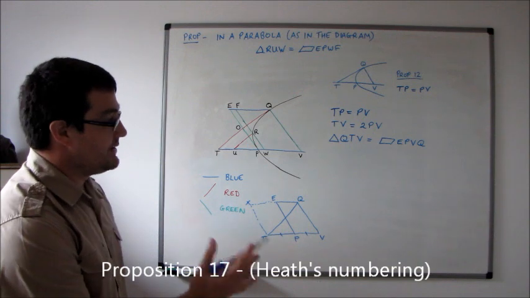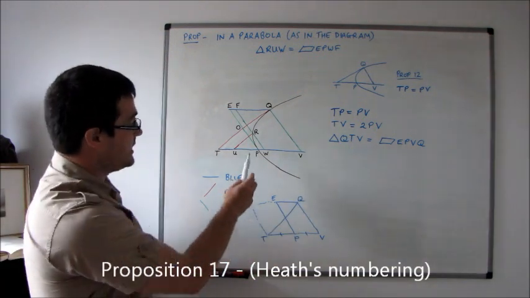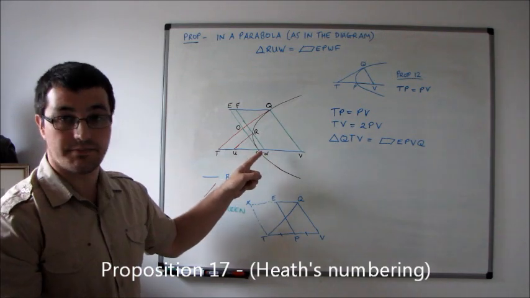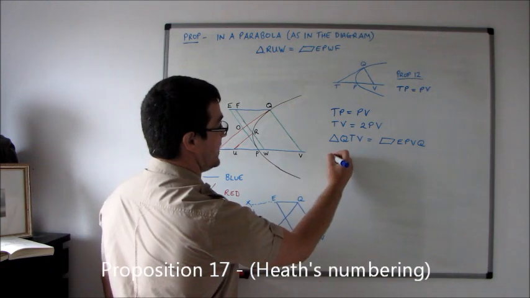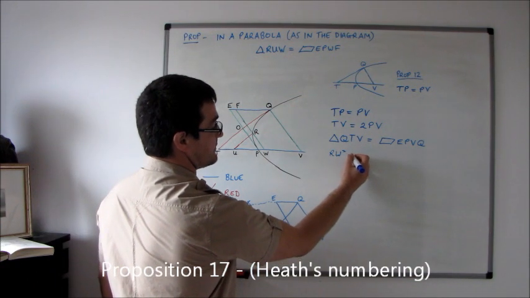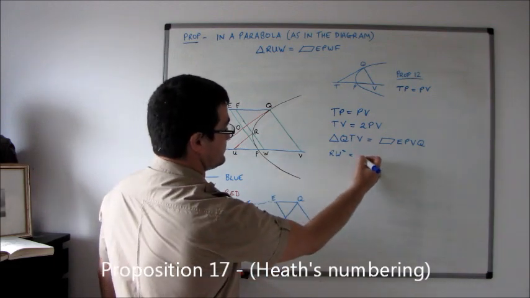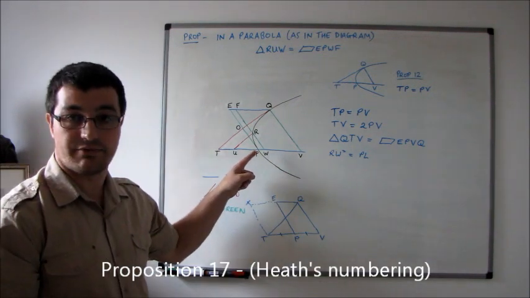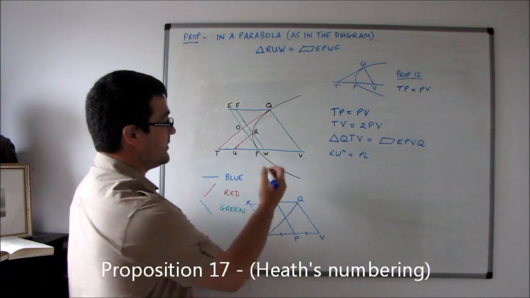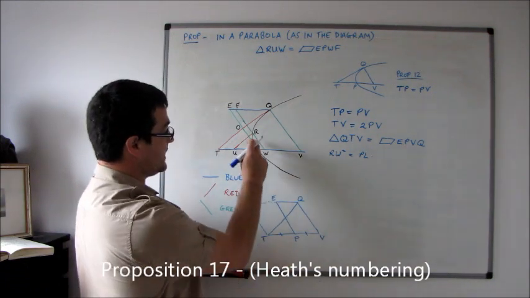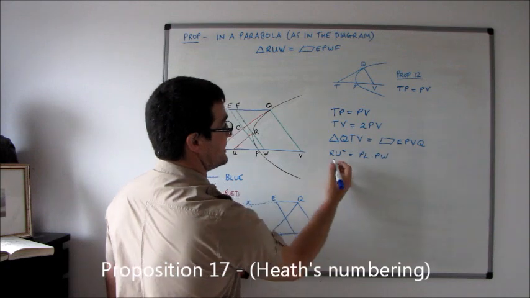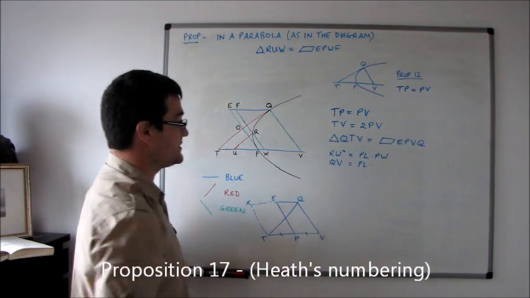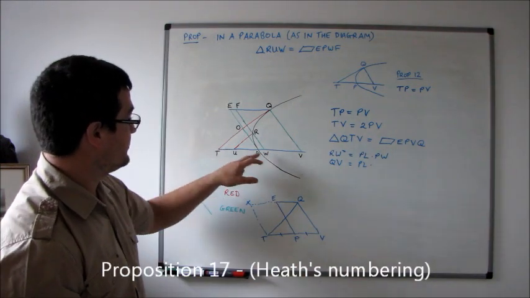Okay. Next, because RW and QV are ordinates to the diameter P, we can say that RW squared is equal to PL, which is the parameter of the parabola with reference to the diameter P, times the abscissa of RW, which is PW. And similarly, QV squared is equal to PL times PV.